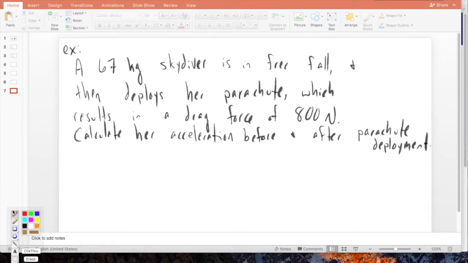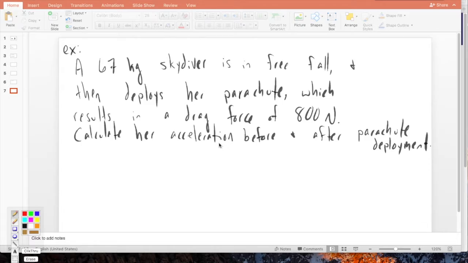Okay, here's an example to help us finally work through mathematically some Newton's law problems. We have a skydiver who's in free fall, so she's jumped out of the plane, she's falling freely. Then she deploys her parachute, which results in a drag force of 800 newtons. Calculate her acceleration before and after parachute deployment.